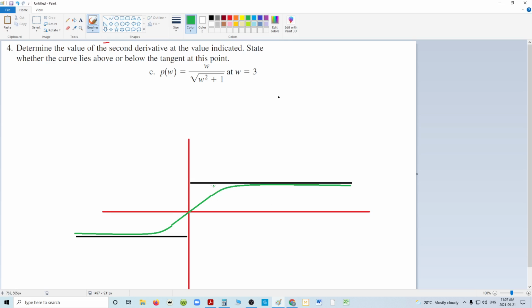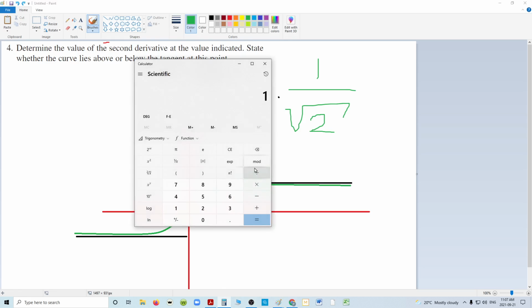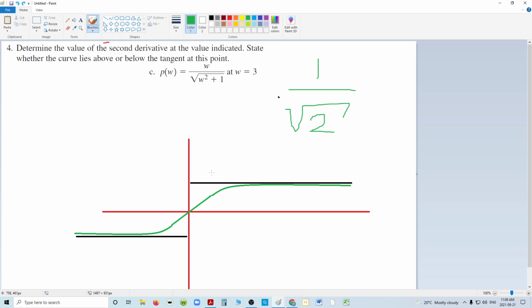And that makes sense, especially if you take a few values here, like what happens when w is 1. You get 1 over square root of 2. So square root of 2 is like 1.4. So 1 divided by that square root is equal to 0.7. It's going to be about here. Same with minus 1. It's going to be about there. Does that make sense? What about if you take a big number like 10? So 10 divided by the square root of 101.